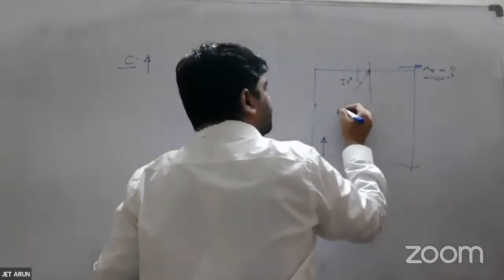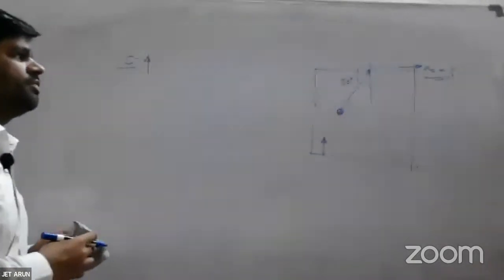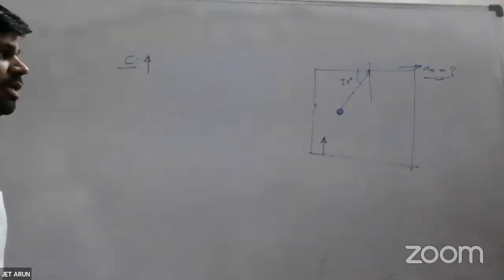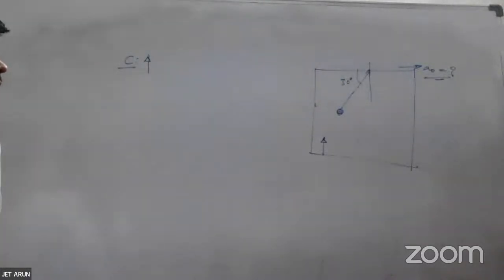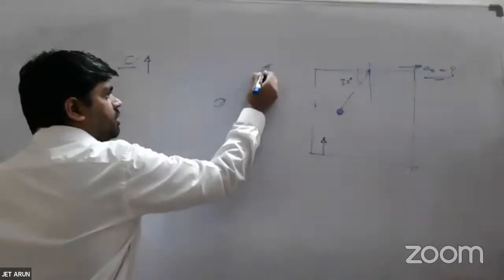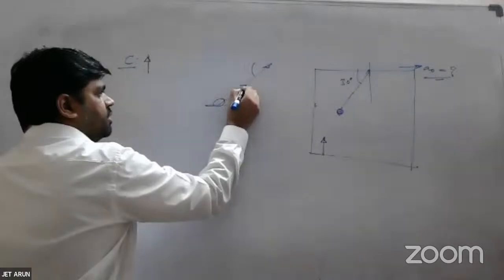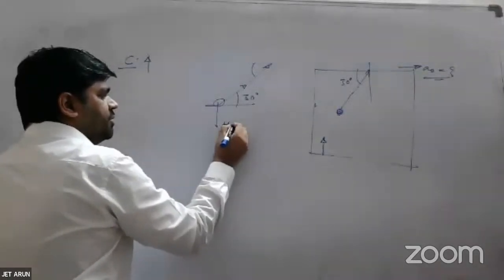Suppose it is given as 30 degrees. I have to find the acceleration of the reference frame if the equilibrium angle of the bob is 30 degrees with the horizontal, not with the vertical. How do I do it? This is 30 degrees. This is T. This is mg.